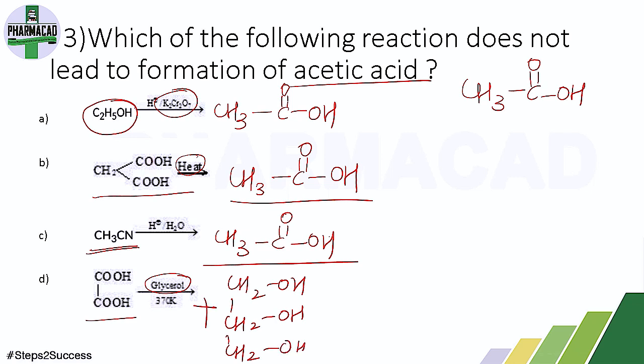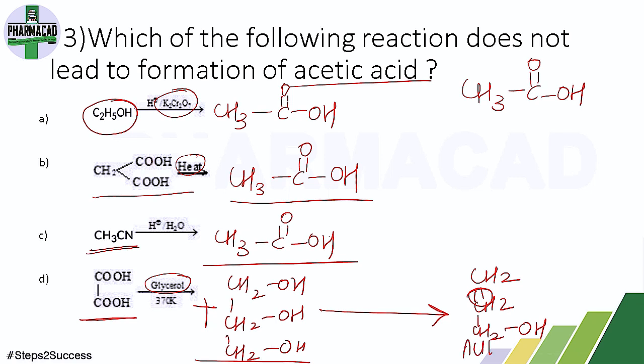So when we treat oxalic acid with glycerol at 370 Kelvin temperature, what will we get? We will simply get this. See, double bond is here. It means it is allylic alcohol. So you can see the fourth reaction does not lead to formation of acetic acid. So the correct answer is option D.